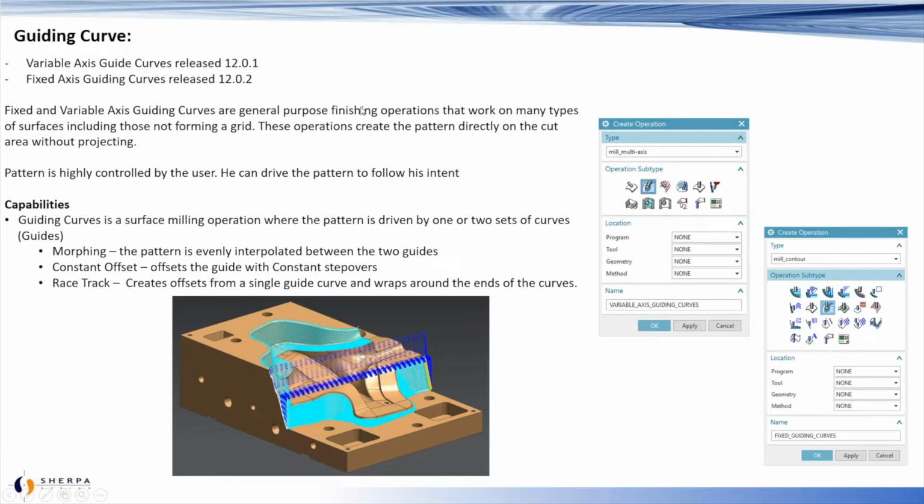They're both very powerful. You can create very complex surfacing operations very quickly. Inside both of these, the cut patterns that you have options of are morphing, constant offset, and racetrack. And so I'm going to go over all those a little bit.